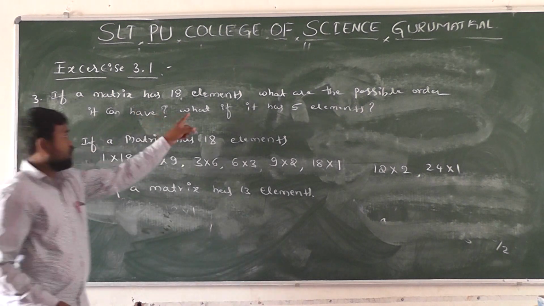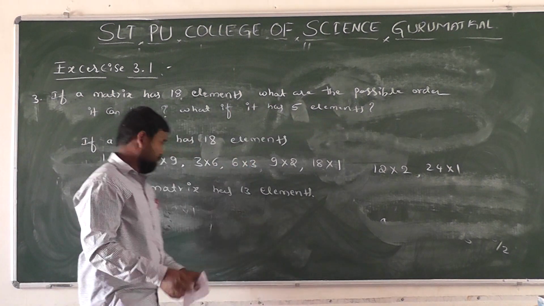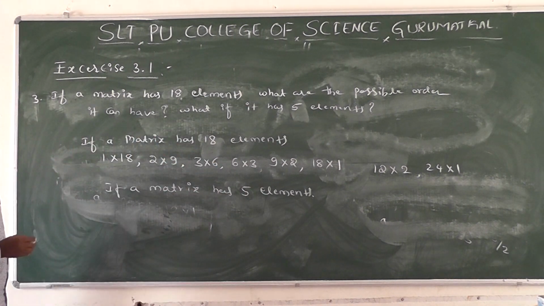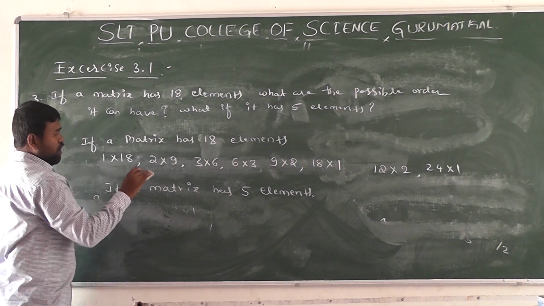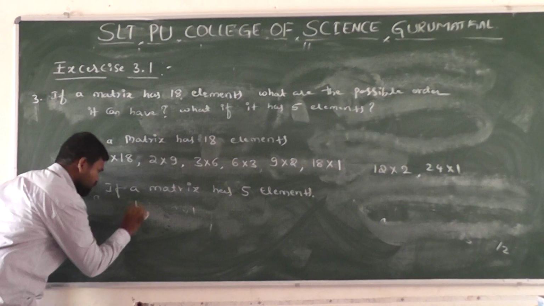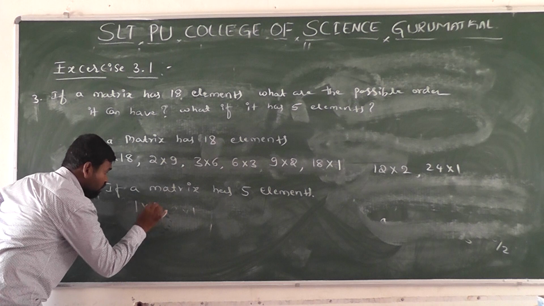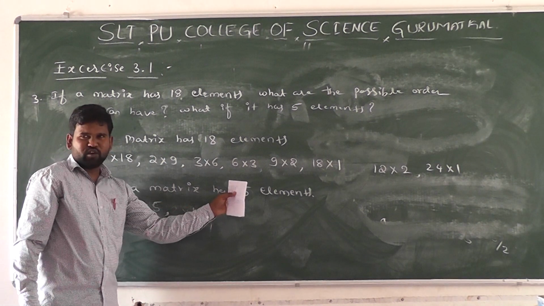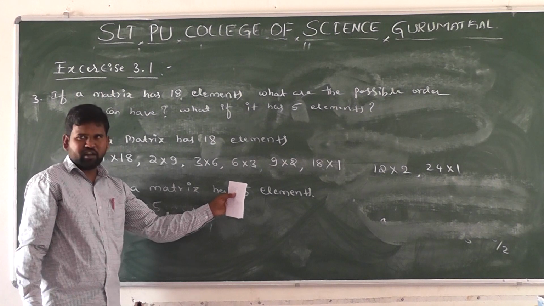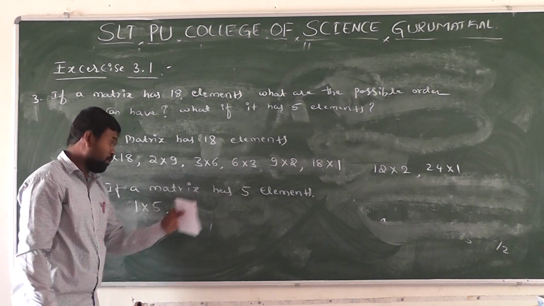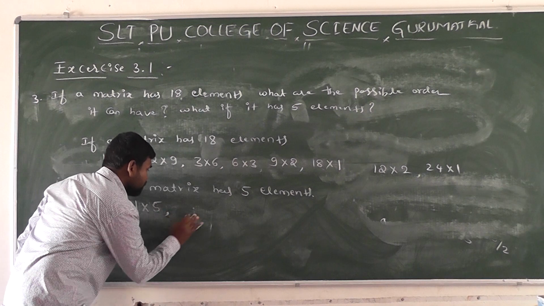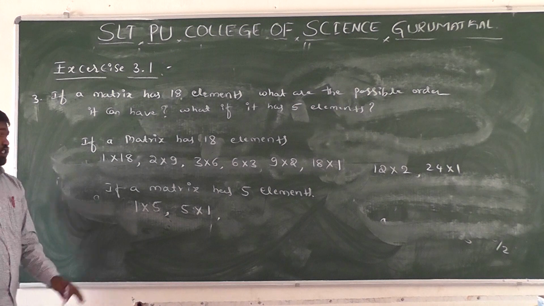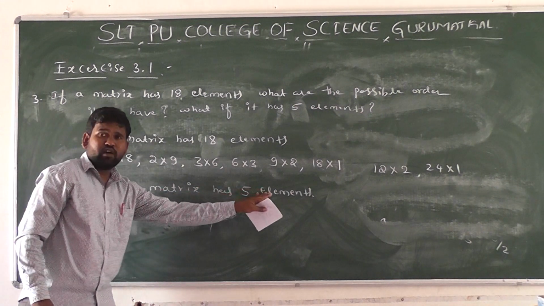Next, the question also asks, what if it has 5 elements? If a matrix has 5 elements, what is the possible order, right? 5 is a multiple of 1, right? 1 times how much is 5? 1 times 5, right? 1 into 5. Next, 5 is not a multiple of 2, 3, or 4. Only the last one is possible. 5 is a multiple of 5, right? This is the possible order if a matrix has 5 elements.